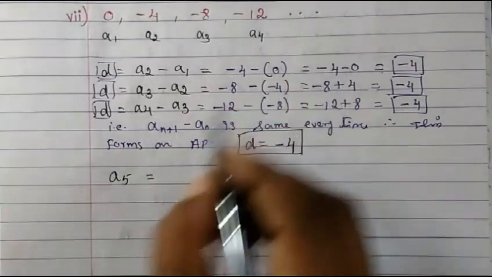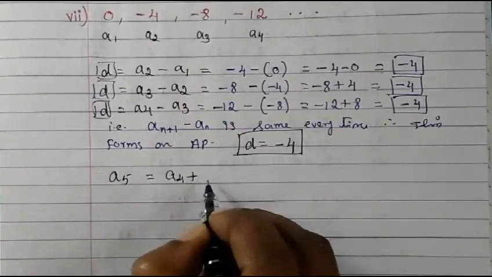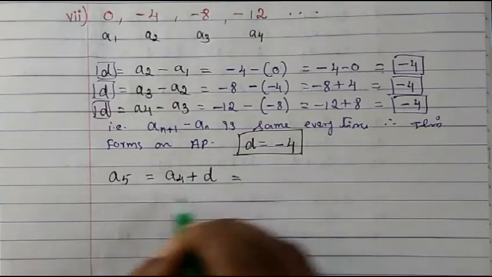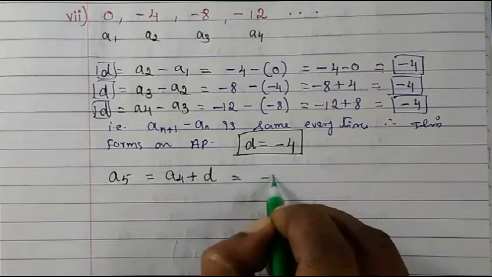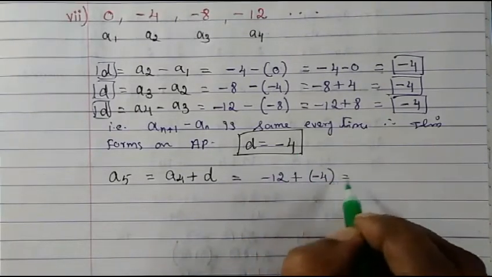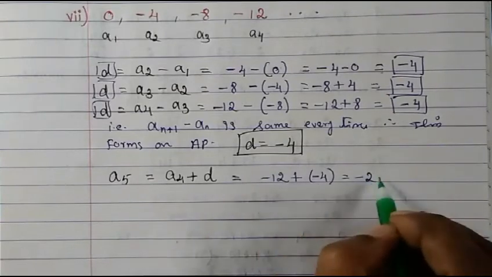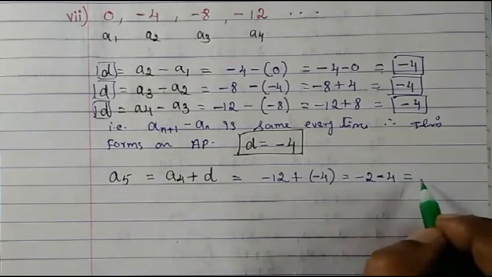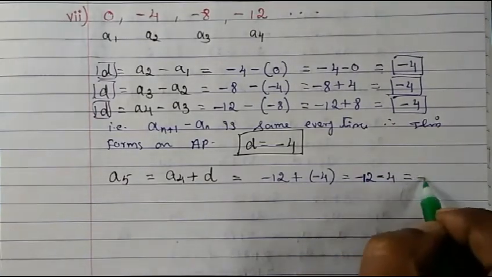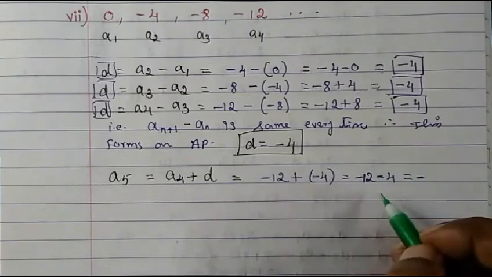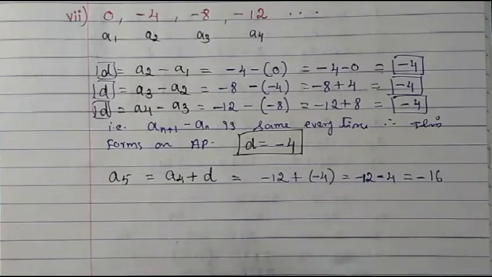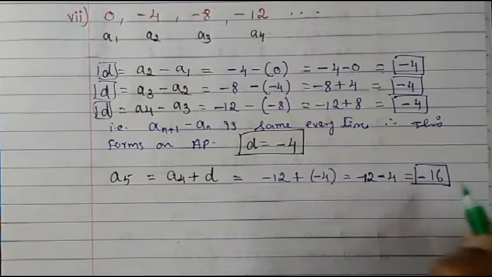To find A5, we have to add the D value to A4. A4 is minus 12, plus D is minus 4. So minus 12 plus into minus 4 will give us, both are minus, so minus sign, then add them up: 12 plus 4 will give us 16. So this is our A5, minus 16.